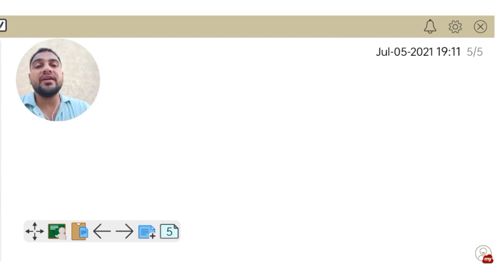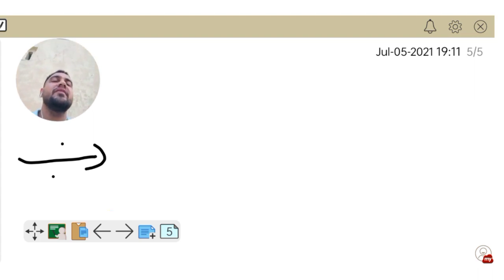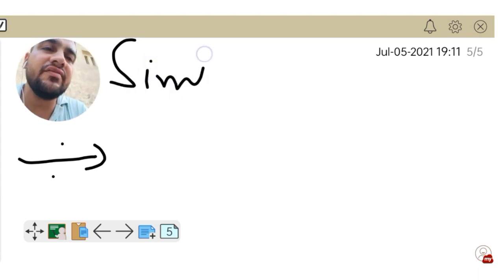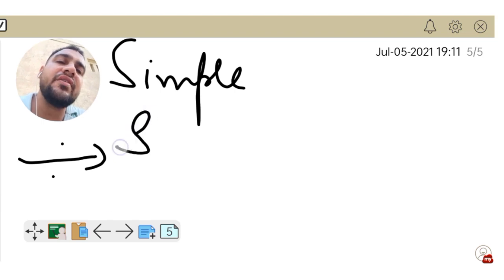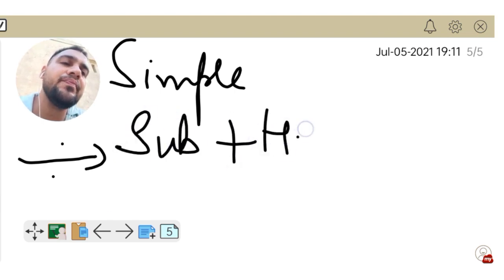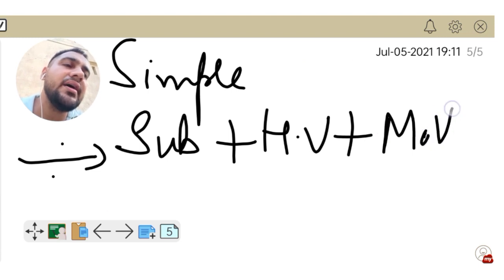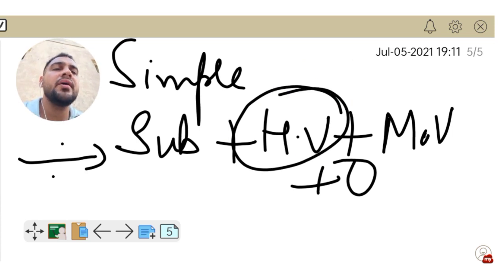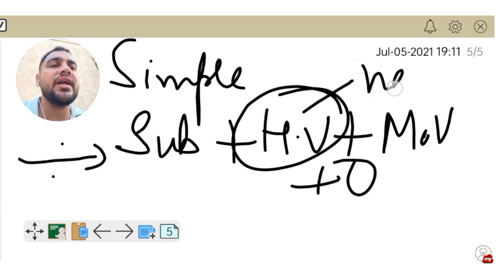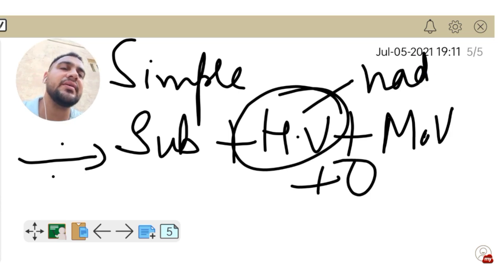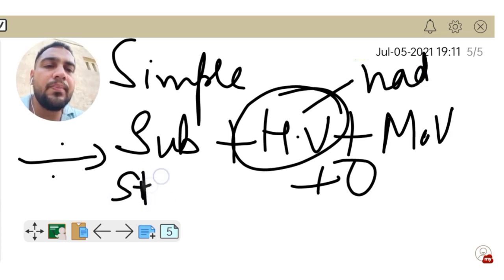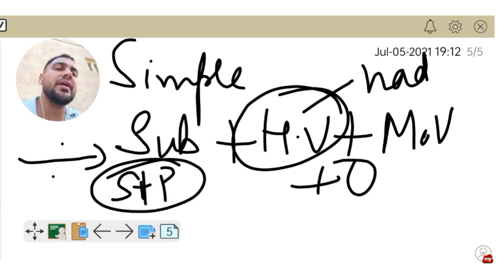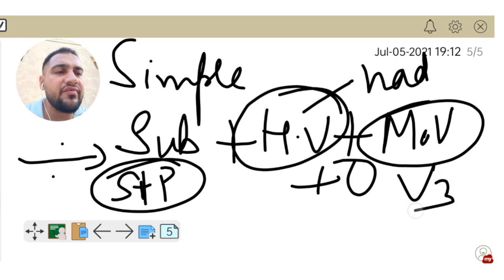Now, when we are talking about the structure, firstly we'll deal with the simple sentence. The basic structure we follow is subject, then helping verb, and then the main verb and the object. This is the main structure that we are going to follow. The helping verb in this case will remain had only, whether the subject is singular or plural, it does not matter. Whatever the subject, the helping verb will always remain had. And the main verb is the verb's third form.